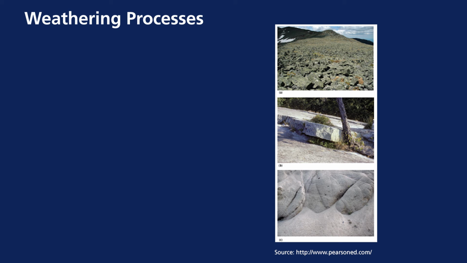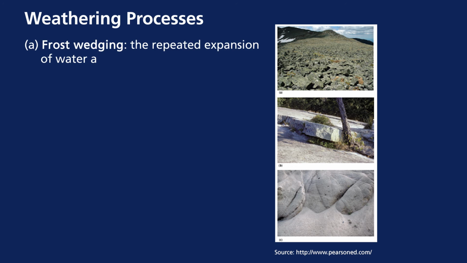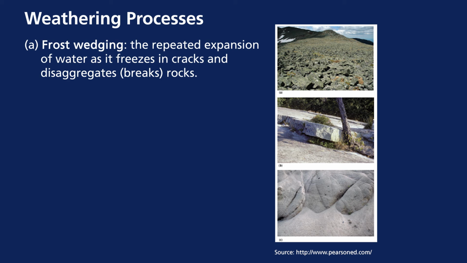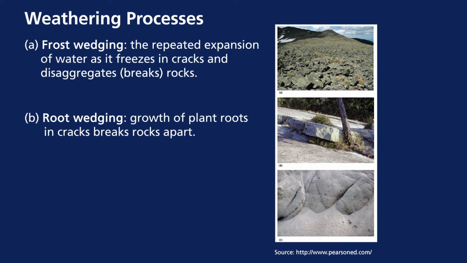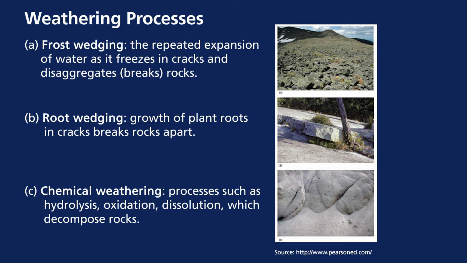Here we have some pictures of weathering processes. In photo A, you see frost wedging, which cracks and disaggregates or breaks the rock. And in B, you have root wedging, which is the growth of plants through the rock. And chemical weathering, such as hydrolysis, which causes rocks to decompose.